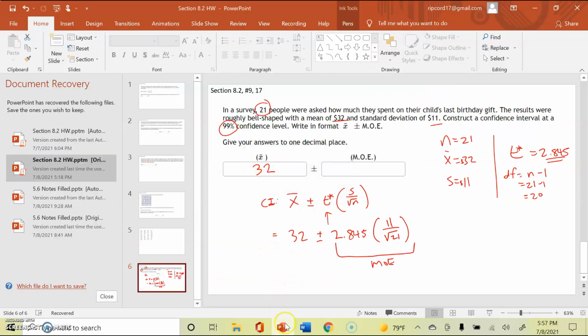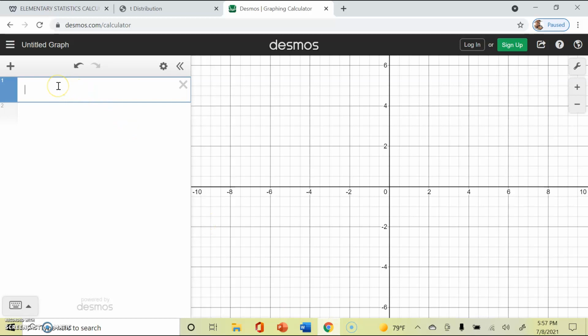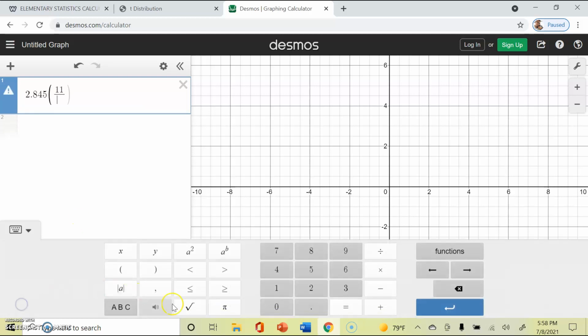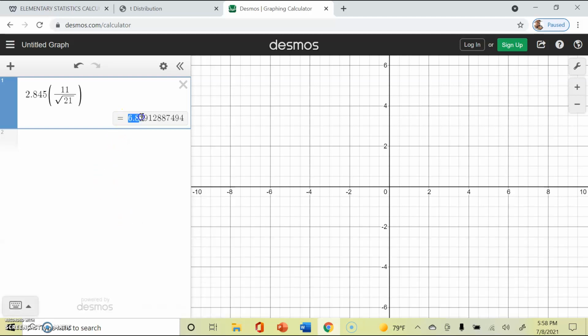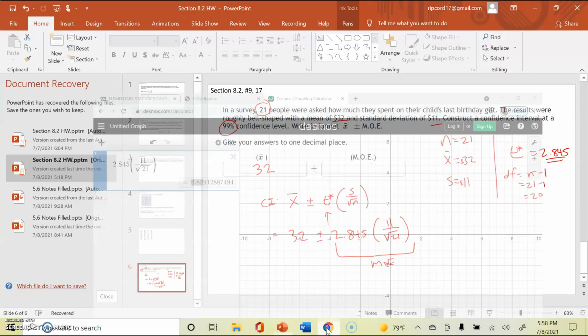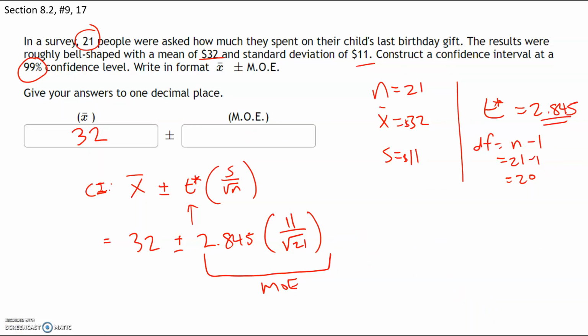So that's actually all I have to put into Desmos. Okay, we have 2.845 times 11 divided by square root of 21. That gives you the margin of error. And why do we only do that? Because they want the answer unsimplified into the sample mean and the margin of error, but not the actual interval. And if you round this to two decimals, that'll be 6.83. So the margin of error is going to be 6.83, which means in this unsimplified format, we're going to have 32 plus or minus 6.83 as our answer.